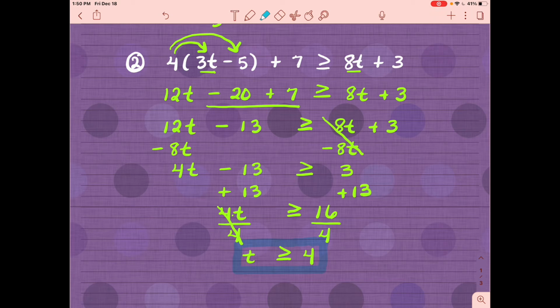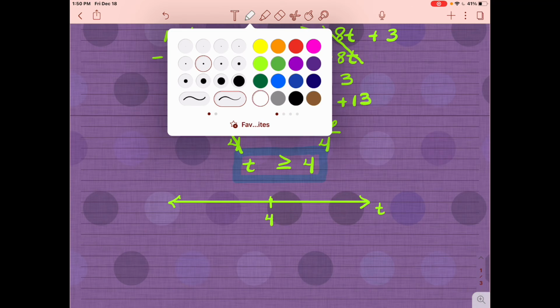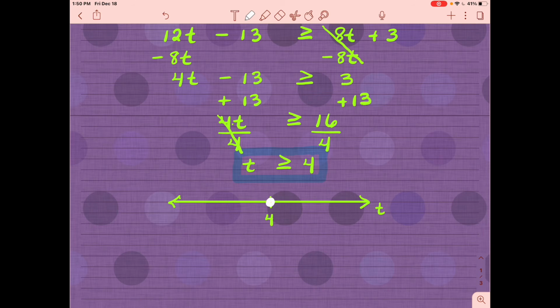I do want to put that on a number line. So it will look like this. This is my 4. I'm going to call this number line t. I need a closed circle. And t happens to be greater than or equal to 4. All right.